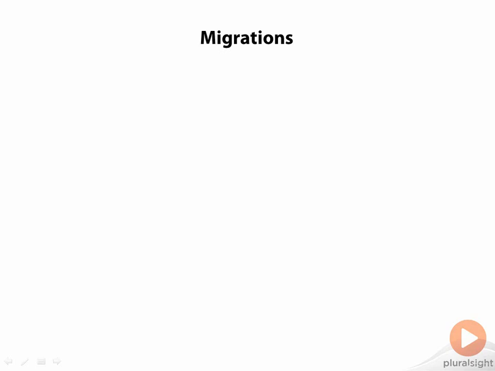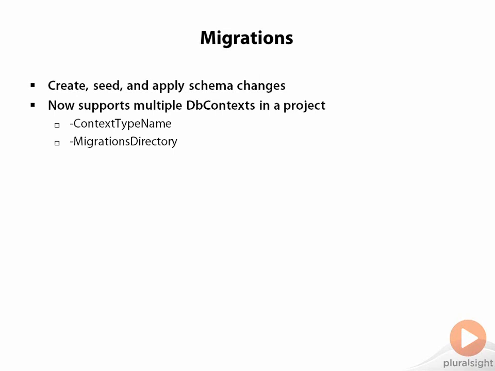The Entity Framework introduced code-first migrations a few releases ago, and migrations allow you to create an initial database, seed the database with data, apply schema changes as your model changes, and also generate database scripts and other nifty features. But you were only allowed to have a single migrations folder in your project, and the migrations only worked with a single DB context.